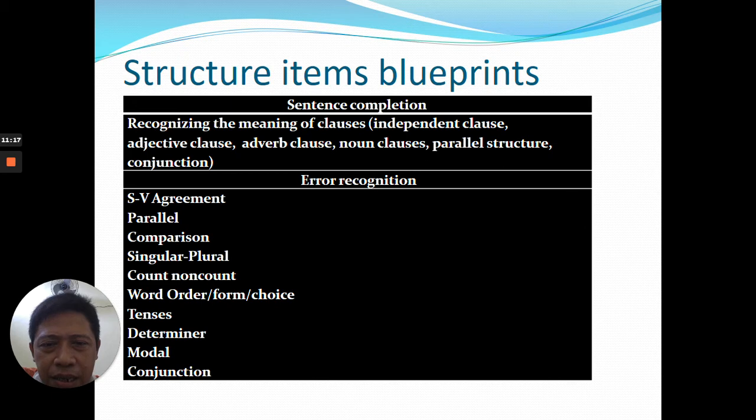What about error recognition? You need to be able to focus on this one. There are 10 topics, I think, grammar topics, that you need to look for in the sentences: whether subject-verb agreement has an error, whether the parallel structure has an error, whether the comparison is parallel, whether the forms of singular and plural have problems, count and non-count, word order, whether the tense is right, determiner, modal, and conjunction. So very limited actually. Limited topics are covered in error recognition.